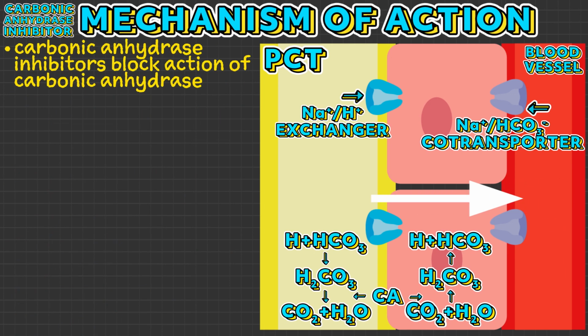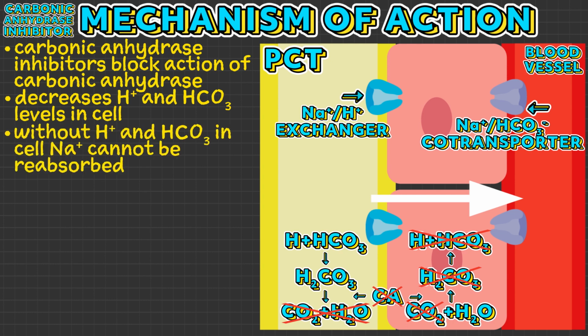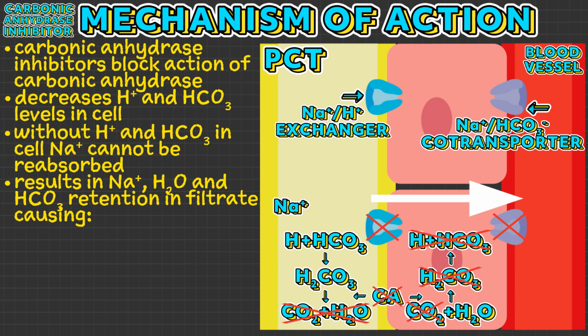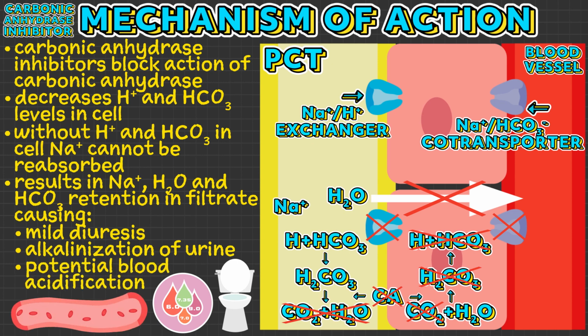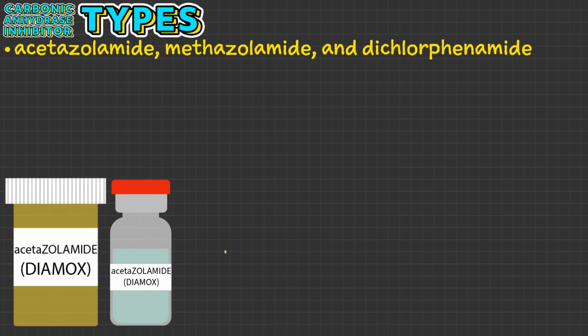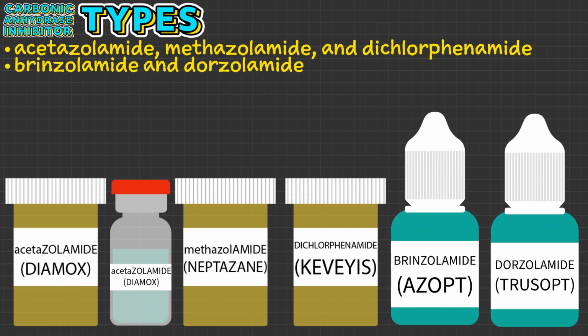Therefore, when carbonic anhydrase inhibitors block the action of carbonic anhydrase, it ultimately decreases hydrogen and bicarb levels within the cell. Without hydrogen and bicarb within the cell, sodium cannot be reabsorbed. The result is sodium, water, and bicarb retention in the filtrate, causing mild diuresis, alkalization of the urine, and potential blood acidification. Carbonic anhydrase inhibitors such as acetazolamide, methazolamide, and dichlorphenamide are available for systemic administration, whereas brinzolamide and dorzolamide are available for topical administration as eye drops.